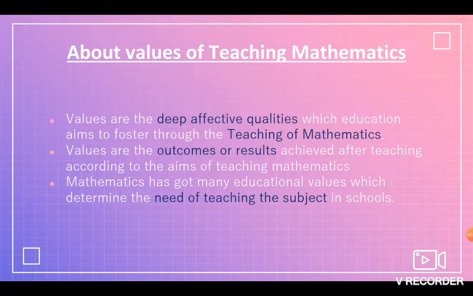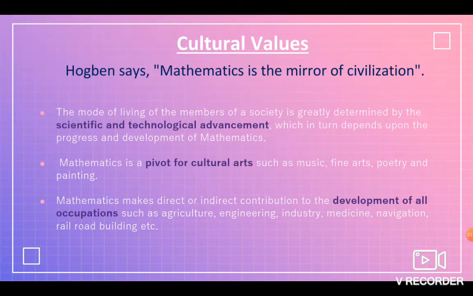The first value is that it creates a deep affective quality through the education which aims to foster the teaching of mathematics. The next is the outcomes or results we gain after achieving something we are learning, which improves our values through the aims of teaching mathematics. Mathematics has many educational values which determine the need of teaching a particular subject in the schools. And then we are going to see the cultural values.